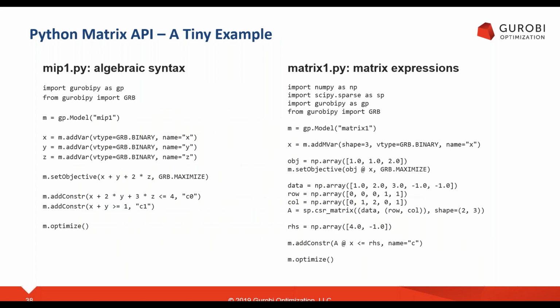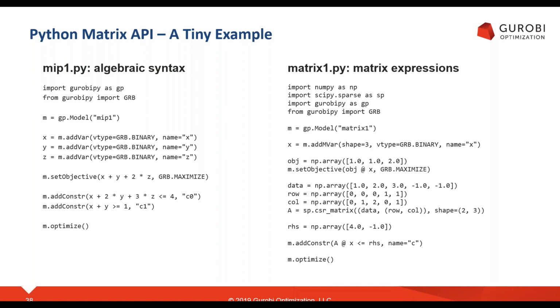Let's look at a tiny example to illustrate the syntax here. So on the left-hand side, you have the so to say old algebraic syntax that has been supported since the beginning of Gurobi. You create variables with the addVar call, so your X, Y, Z variables. Then you set an objective where you put in a linear expression that is created with the overloaded plus and star operators here. And then you add constraints one by one in the same way. And then you optimize.